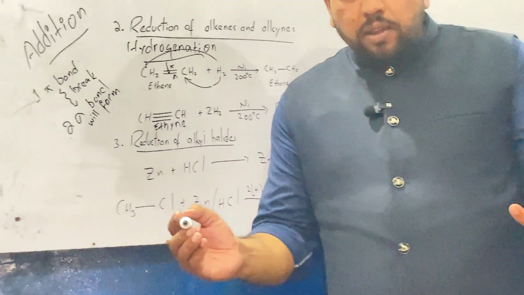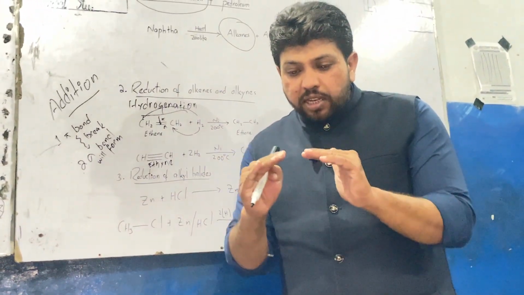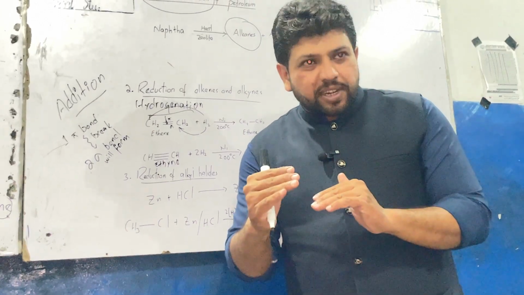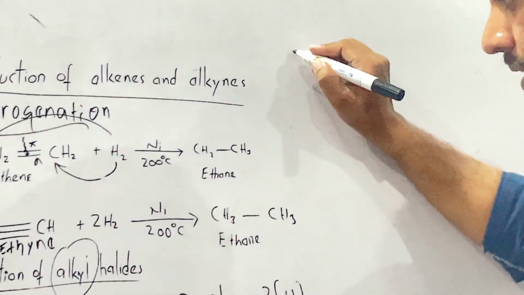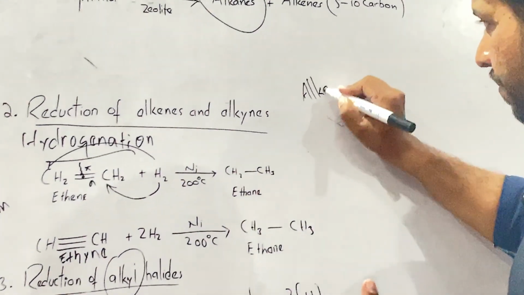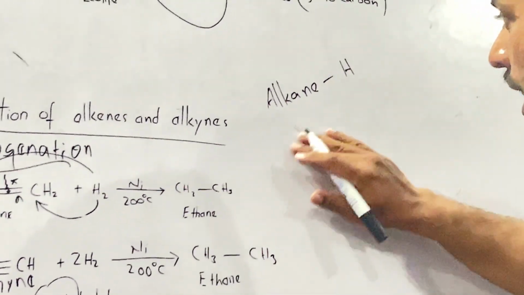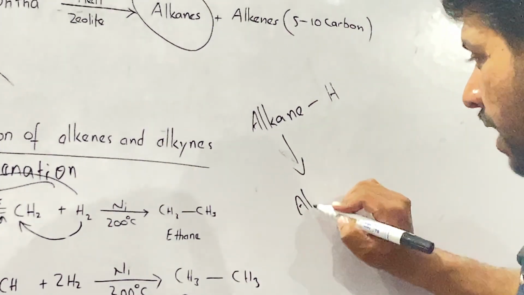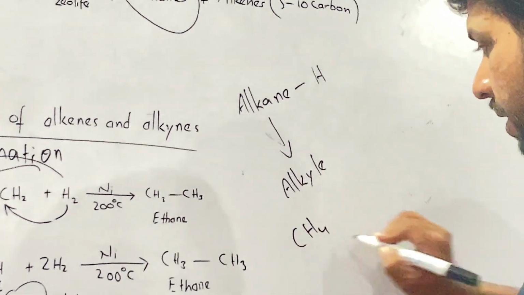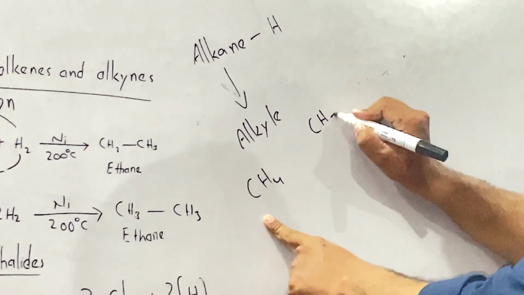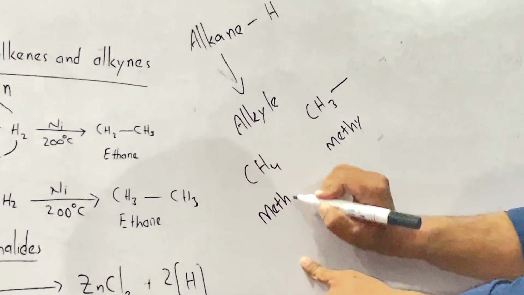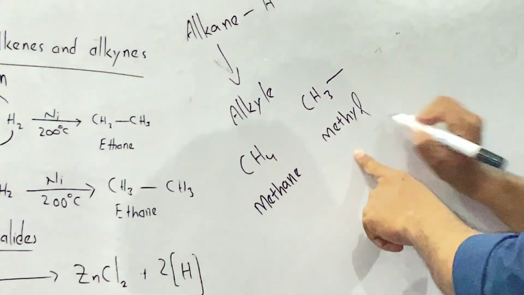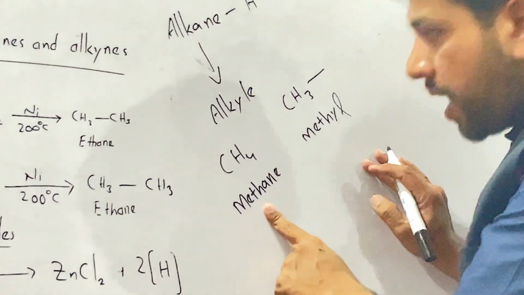What is meant by reduction? Reduction means addition of hydrogen, here to an alkyl halide. The word alkyl comes from alkane. When we remove a hydrogen, alkanes convert into alkyl. Look at an example, the methane molecule. When we remove one hydrogen atom, it becomes methyl. The parent molecule is methane and the daughter molecule is methyl. Okay, methyl is produced from methane.